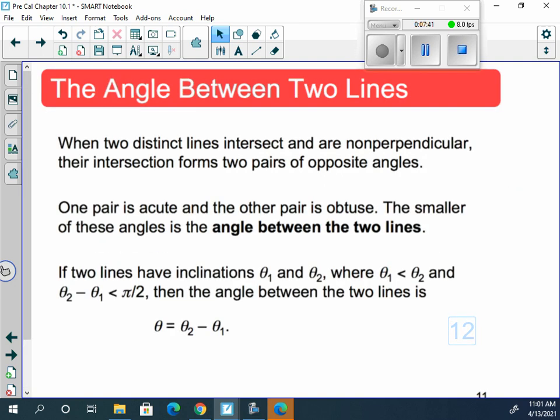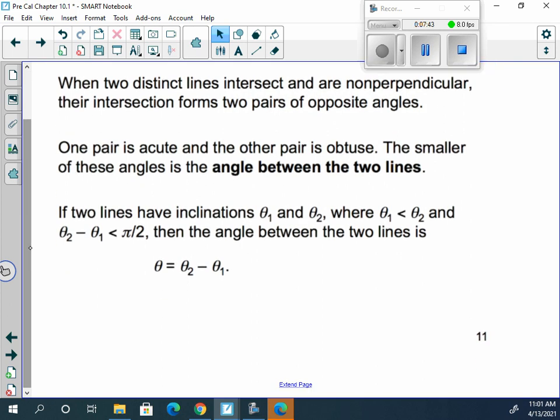Now, if I want to find the angle between two lines, when two distinct lines intersect and are non-perpendicular, their intersection forms two pairs of opposite angles. One pair is acute, and the other pair is obtuse. The smaller of these angles is the angle between the two lines. If two lines have inclinations of theta 1 and theta 2, where theta 1 is less than theta 2, and theta 2 minus theta 1 is less than pi over 2, then the angle between the two lines, theta, is equal to theta 2 minus theta 1.